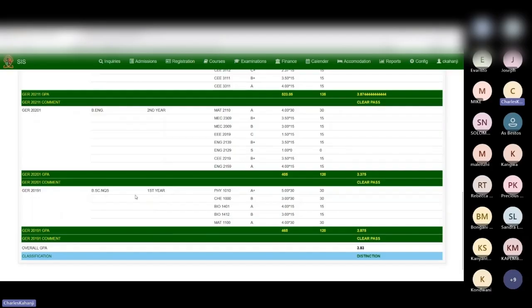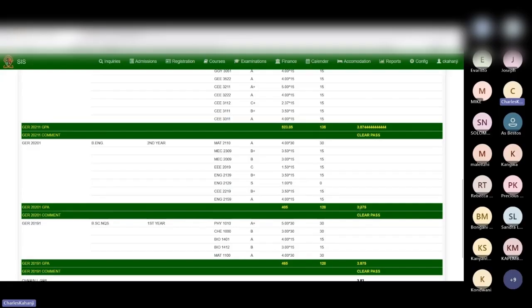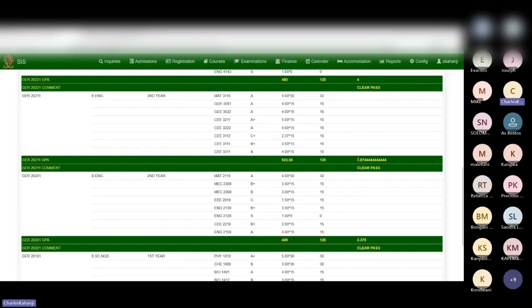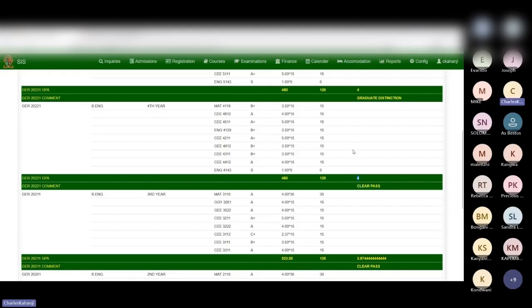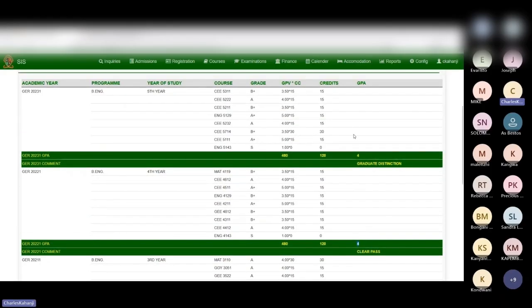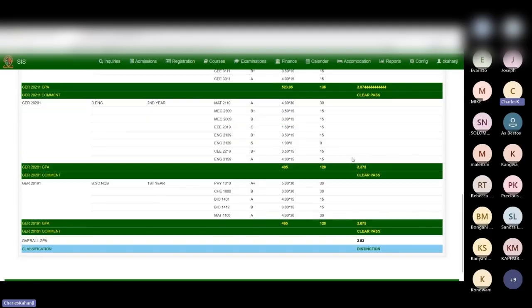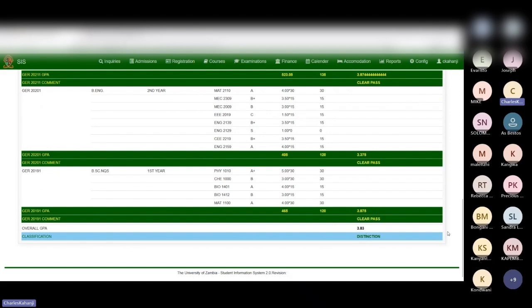This is how the GPA is computed in the SIS. This student, in first year, had a GPA of 3.87. In second year, a GPA of 3.375. In third year, a GPA of 3.87. In fourth year, a GPA of 4. Then in fifth year, also an exact GPA of 4. So overall, they had a GPA of 3.38, and you can see it puts this as distinction.